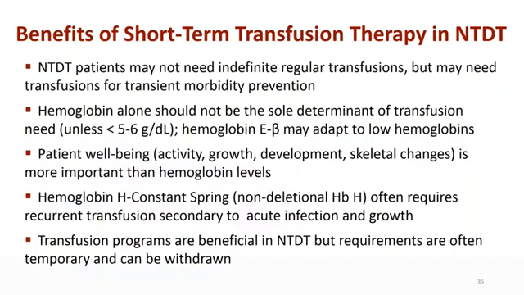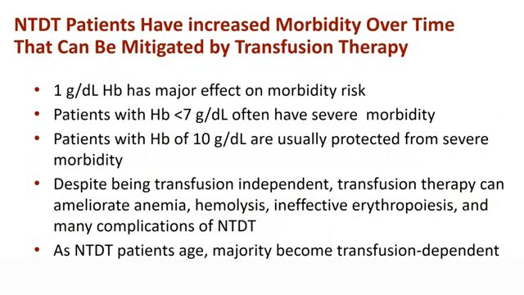Transfusion programs are beneficial for NTD patients, but they really require close management and a timeline to stop. In general, a 1 gram change in thalassemia or NTD patients has a major effect on their morbidity. Patients under 7 have much greater morbidity than those over 10. And despite being transfusion independent, transfusion therapy can ameliorate their anemia, their hemolysis, the side effects of ineffective erythropoiesis, and many of the problems that result in poor quality of life. Thus, many of these patients in middle age are chronically transfused.